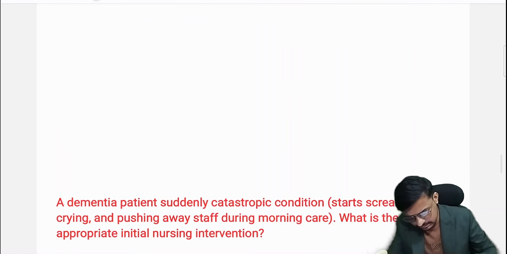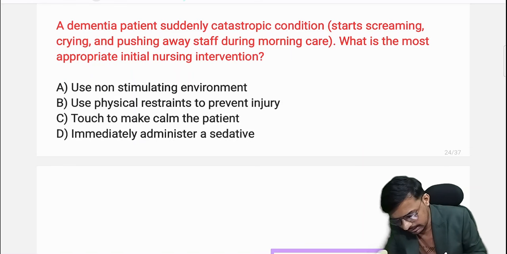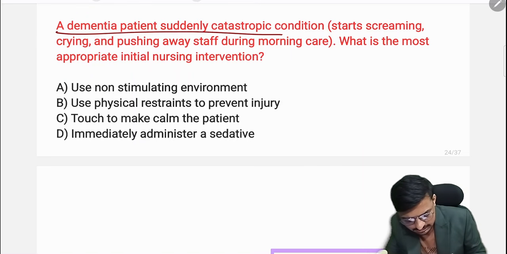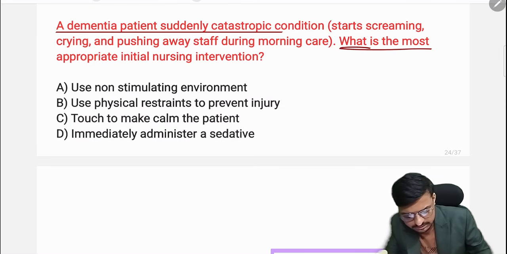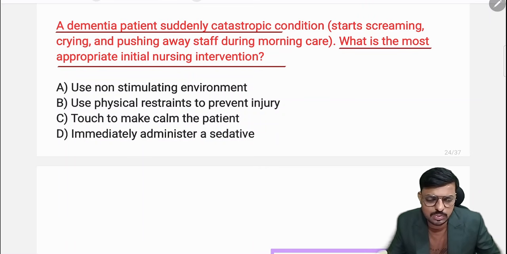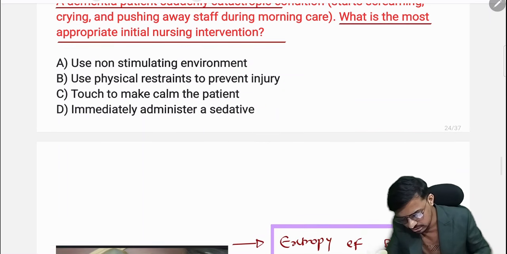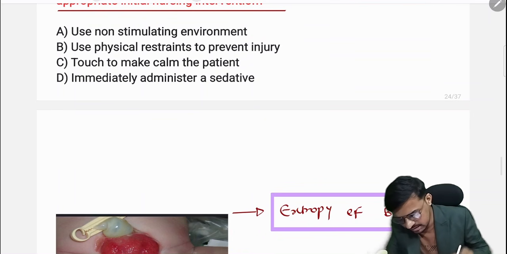Okay. And here is the next question. A dementia patient suddenly has a catastrophic reaction where he starts screaming, crying, pushing away. This was actually in the question, a dementia patient suddenly in a catastrophic reaction. What is the most appropriate initial nursing intervention? A direct question which was covered in your Master Batch 1.0 psychiatric sessions. Okay, so the question is like this. Option A, use a non-stimulating environment.